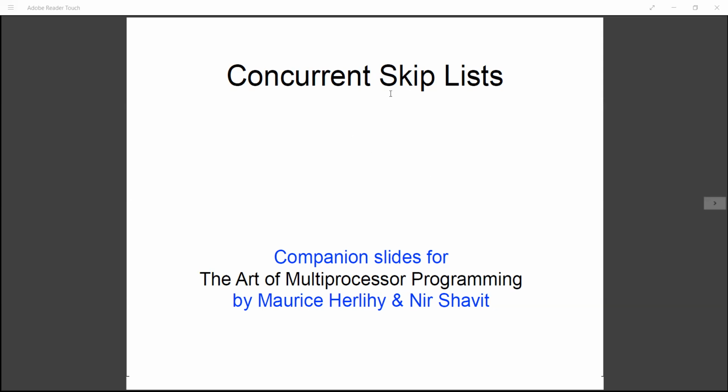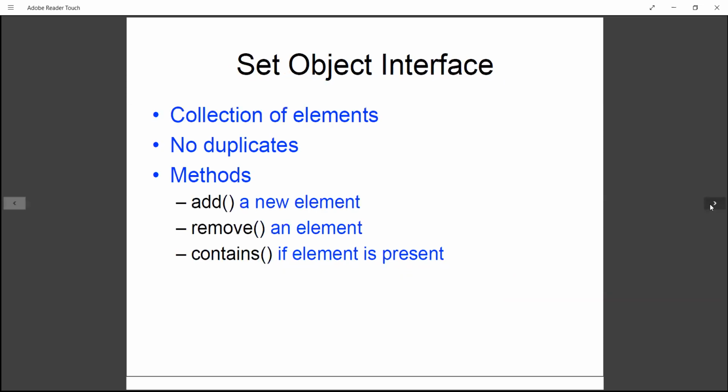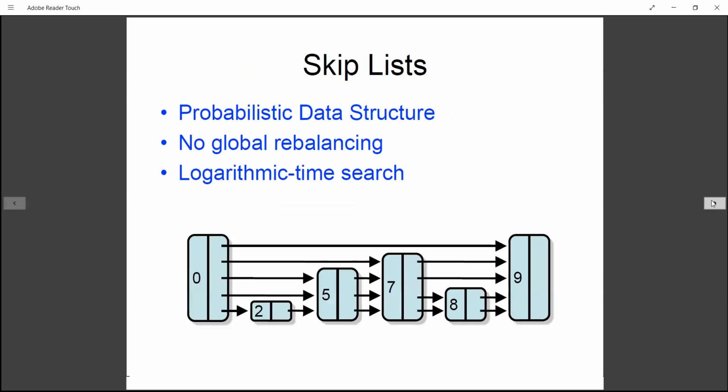To explain this concurrent skip list, I'm using the slides of Maurice Herlihy and Nir Shavit. If you want to get some idea on concurrent hashing and concurrent skip list, you can refer to the textbook The Art of Multiprocessor Programming written by Maurice Herlihy and Nir Shavit. When we look at this simple slide, you can see a list with a set of nodes 0, 2, 5, 7, 8, and 9.